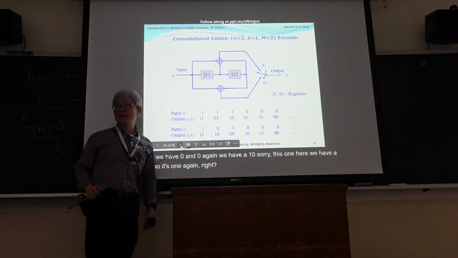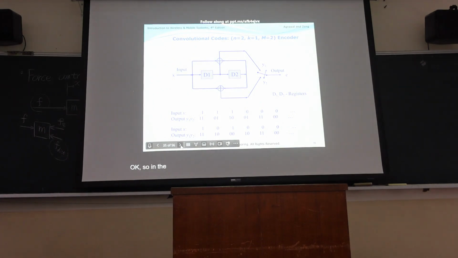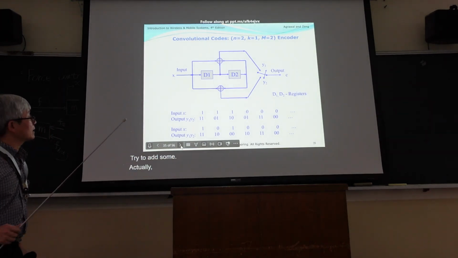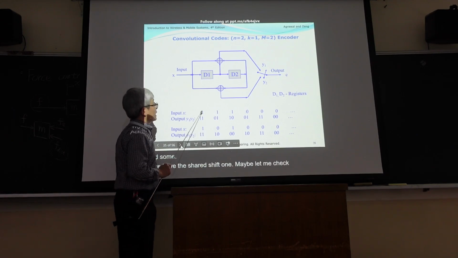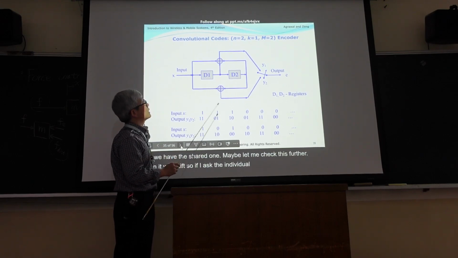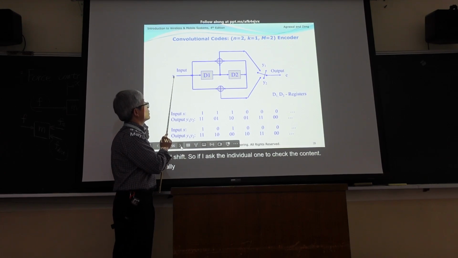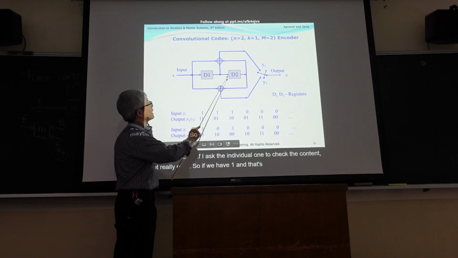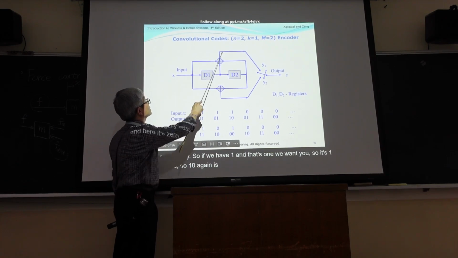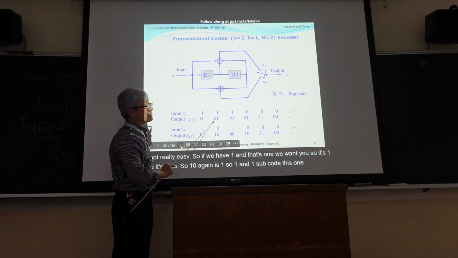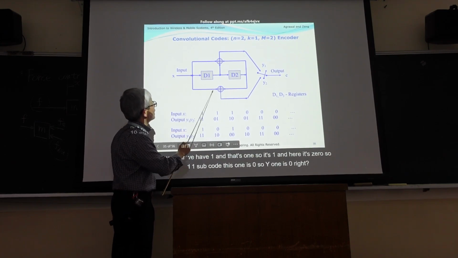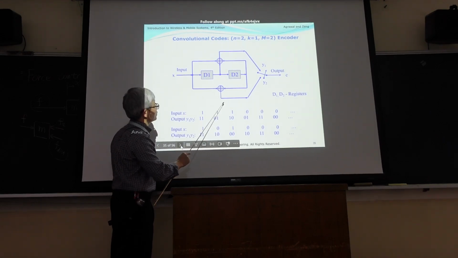Okay, so in the following, we have the shifted one. Let me check this further. If so, then it will shift. If I ask you to check the constants individually, maybe it's not really easy. So if we have 1 and the next one, we will shift. So it's 1, and here it's 0. So 1, 0 again is 1. So 1 and 1, so this one is 0. So y1 is 0, right? And here we have 1, but this one is 0, so it's still 1.